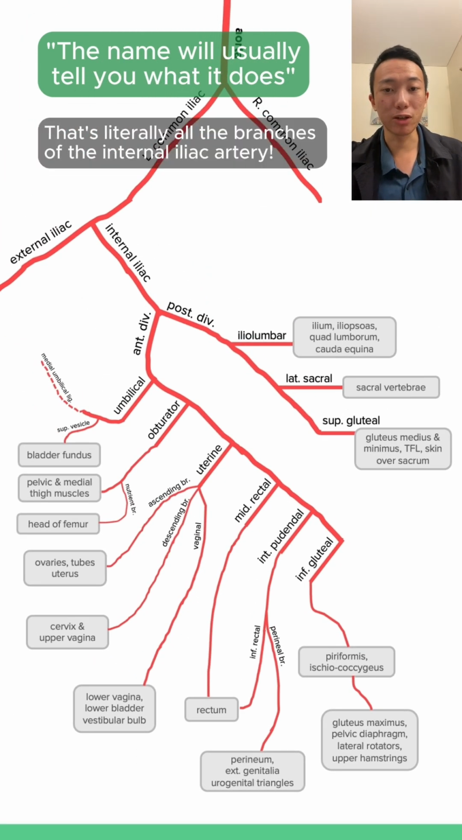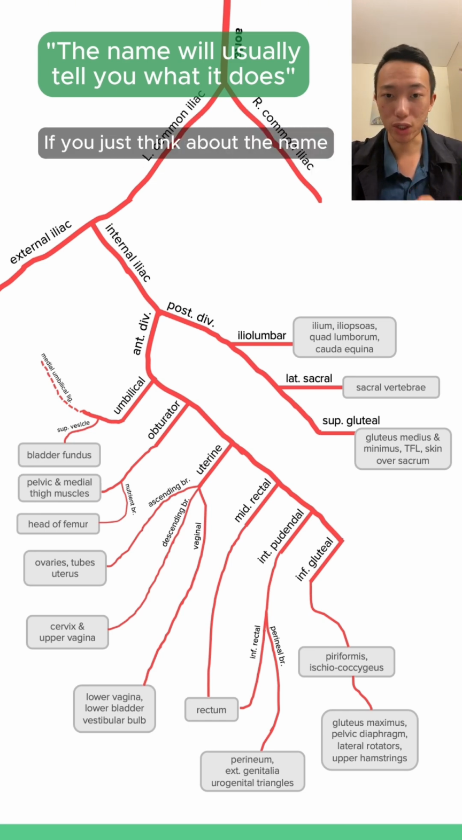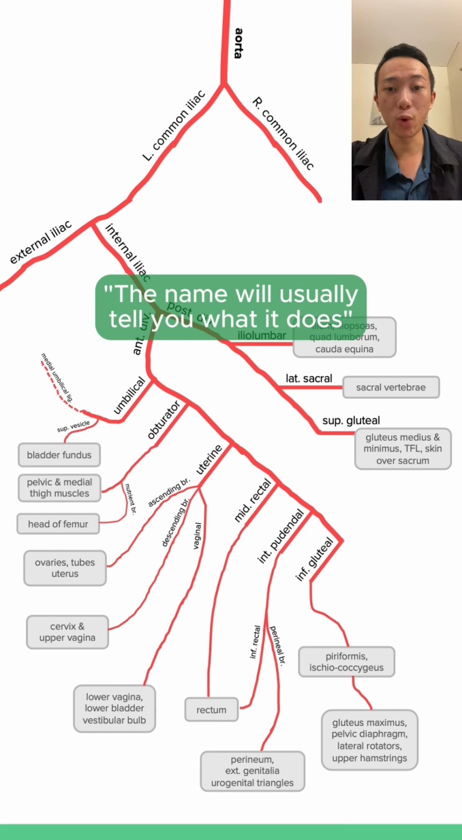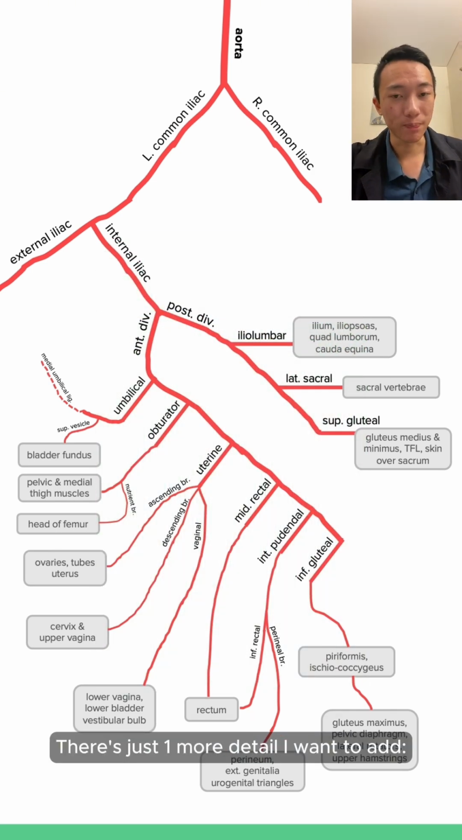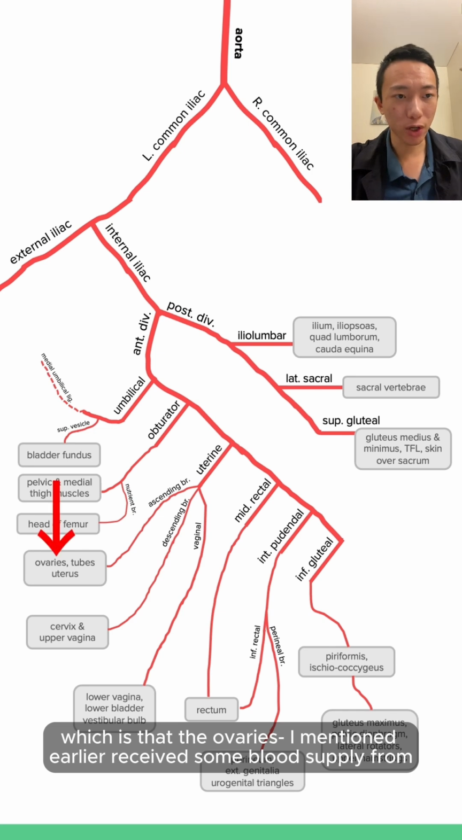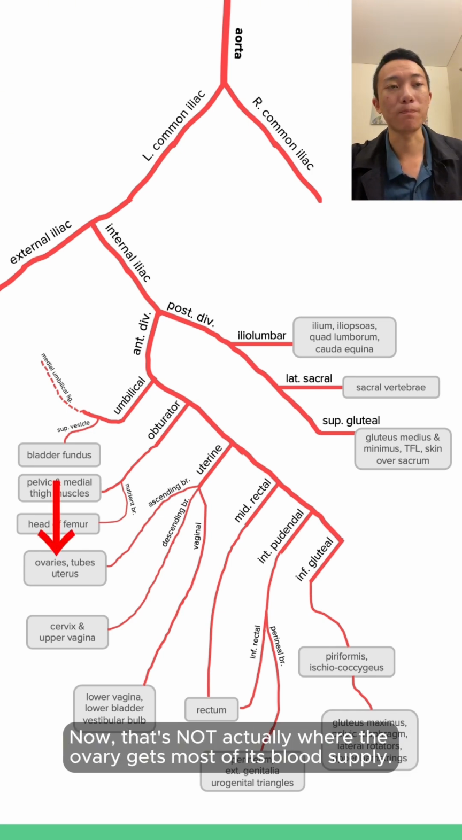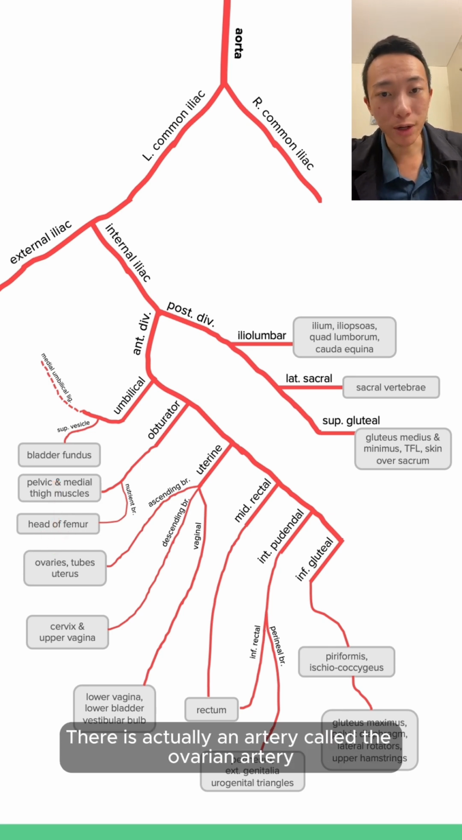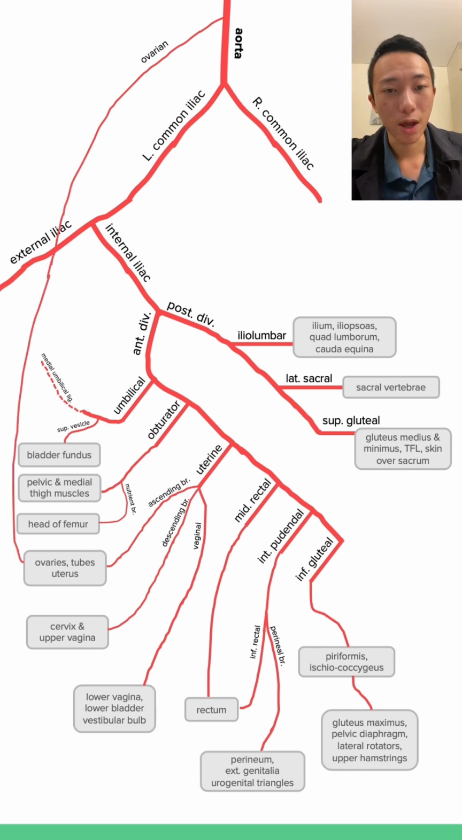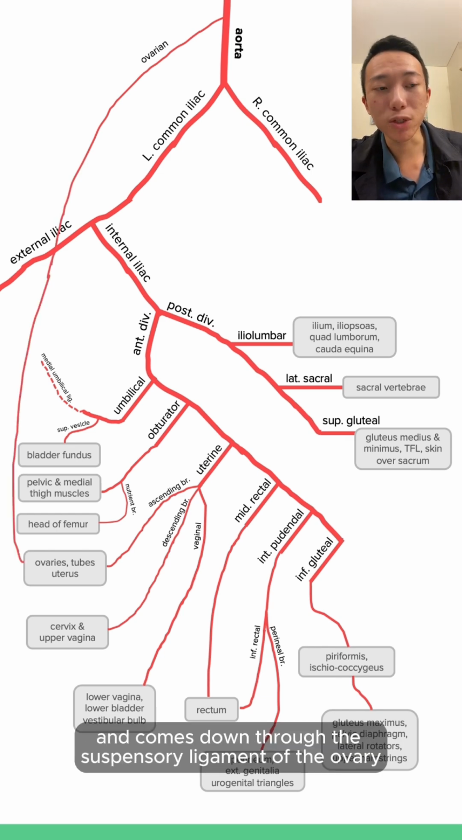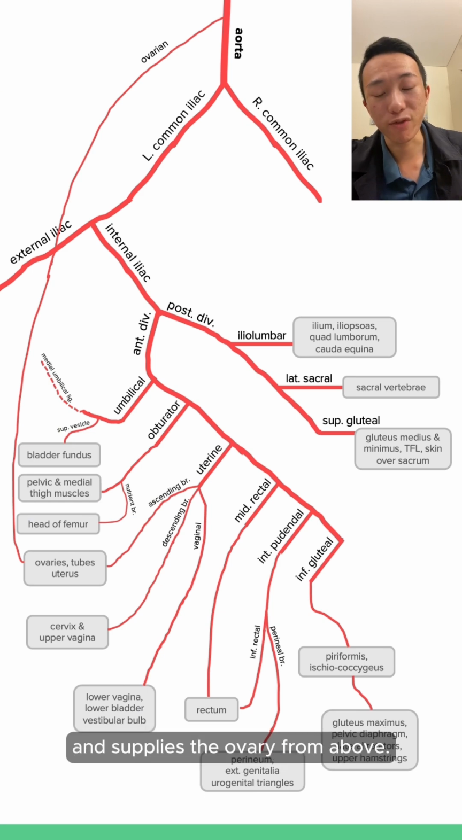And that's it. That's literally all the branches of the internal iliac artery. And like I said earlier, if you just think about the name, it will almost always tell you what it does. We're nearly done. There's just one more detail I want to add, which is that the ovaries, I mentioned earlier, received some blood supply from the ascending branch of the uterine artery. Now, that's not actually where the ovary gets most of its blood supply. There is an artery called the ovarian artery, which comes directly off the aorta and comes down through the suspensory ligament of the ovary and supplies the ovary from above.